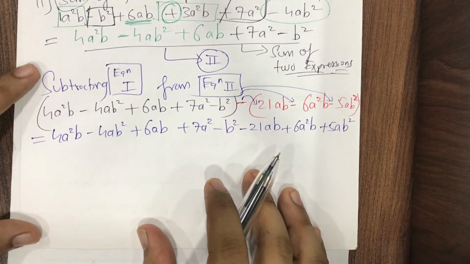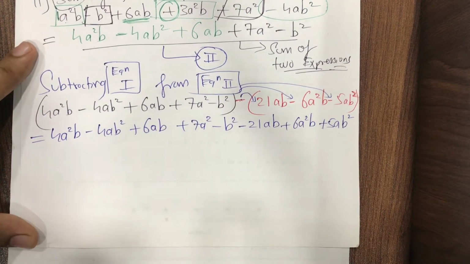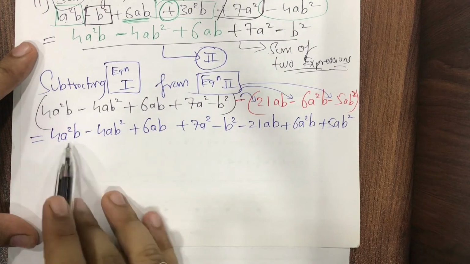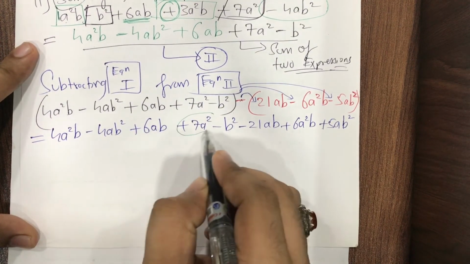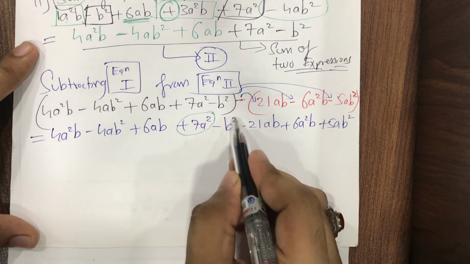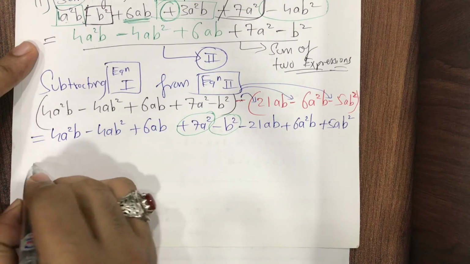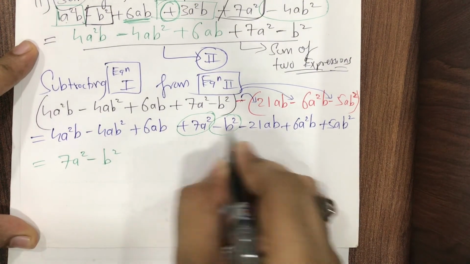Now let's make the groups of the like terms, students. Which are our like terms? Okay, students, I'll ask you how many times you can see a square. You will answer, sir, only one time we can see a square. This is 7a square. How many times can you see b square? Only one time, which is minus 1b square. So let's write here 7a square minus b square. Okay, we are done with these two terms.